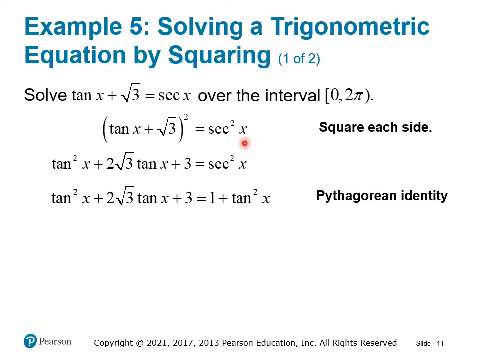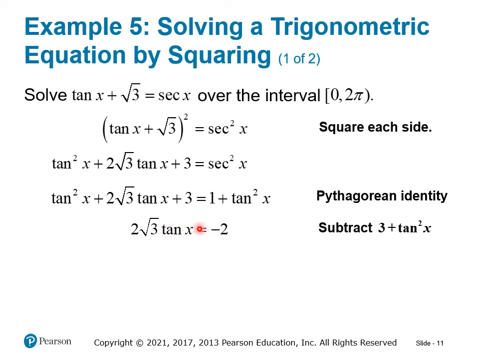Well, remember that secant squared equals 1 plus tangent squared. That's one of our original Pythagorean identities. So now I have the left side equals 1 plus tangent squared. Well, notice if I subtract tangent squared from both sides, these cancel out. And I'm left with 2 square root of 3 tangent x plus 3 equals 1. If I subtract 3 from both sides, I get this next line, which is 2 times the square root of 3 tangent x equals negative 2.